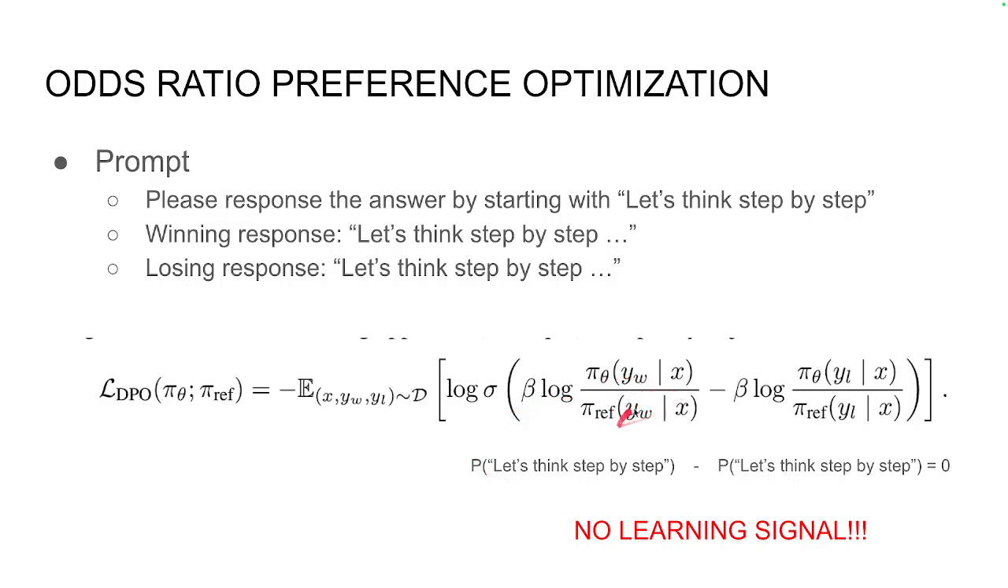But when you take this subtraction between your winning response and losing response, the initial tokens are really identical, so you are having no learning signal from identical tokens at the start of your sentence. If they are the same, your gradients cancel out. So your model doesn't know that it has to produce this "let's think step by step." But in the prompt you explicitly asked it to produce "let's think step by step." If you take the difference, you're ignoring that learning signal, which is problematic.